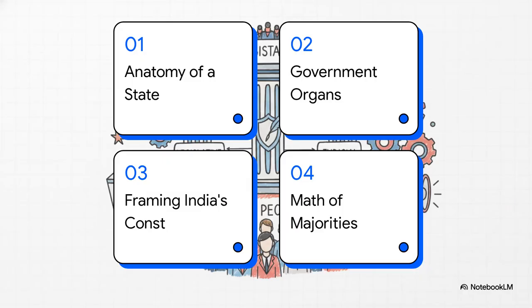So, we're taking a top-down, deductive approach for this. Here's our roadmap. First, the anatomy of a state. Second, the organs of the government. Third, framing India's constitution. And finally, we'll wrap up with the math of majorities. Basically, we'll start broad, zoom into the historical framing, and finish up with the exact math needed to run the machinery. Let's get into it.